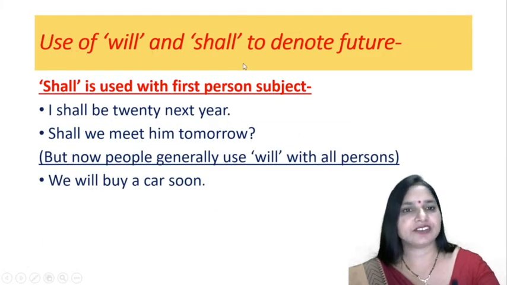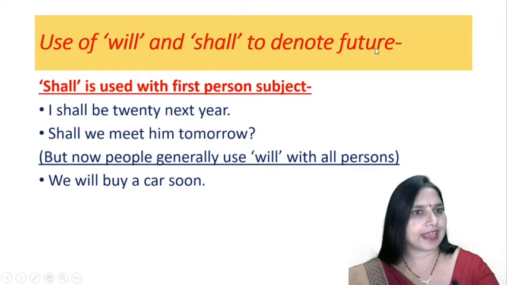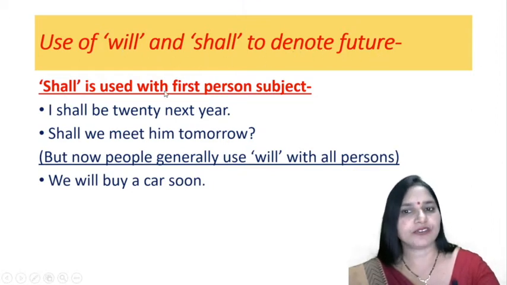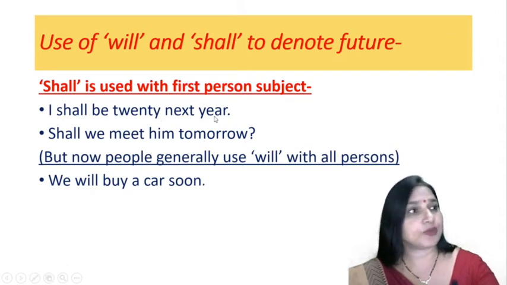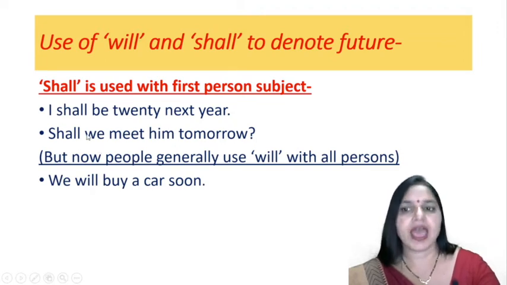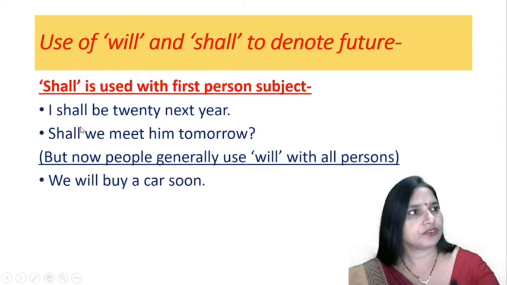Use of will and shall to denote future. You all know that. We use will and shall to denote future. Shall is used with first person subjects. I shall be 20 next year. Shall we meet him tomorrow? I and we are first person subjects, and with these we use shall.